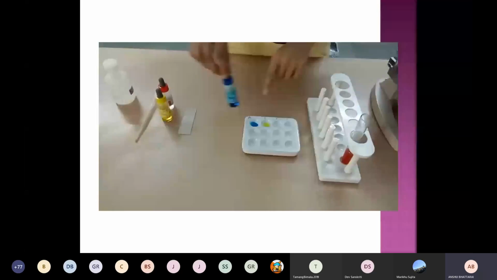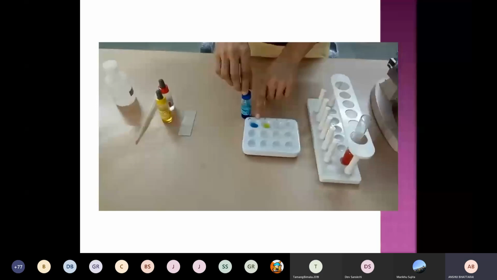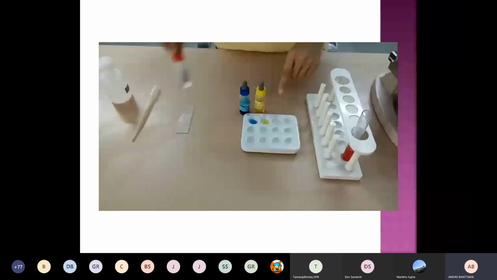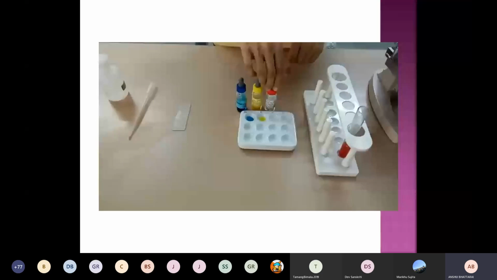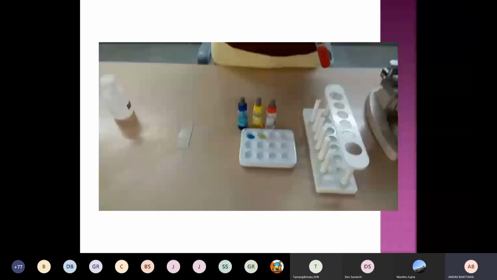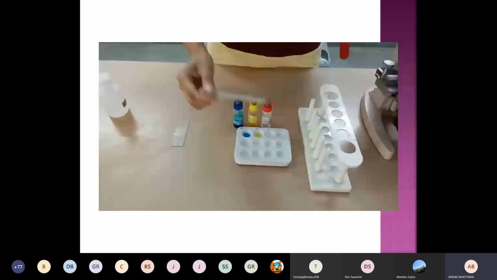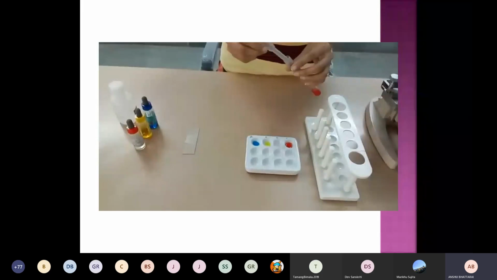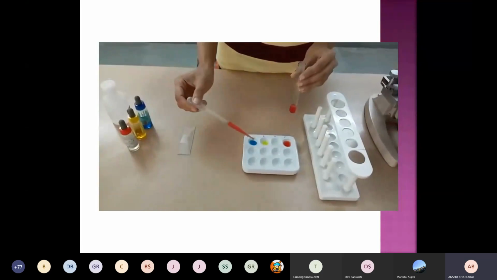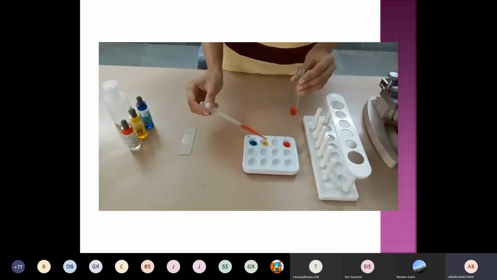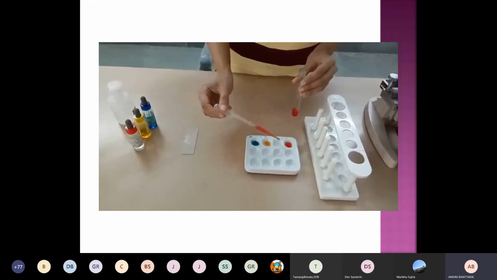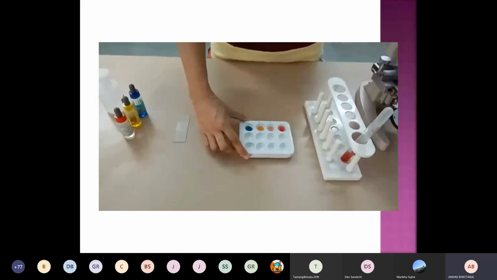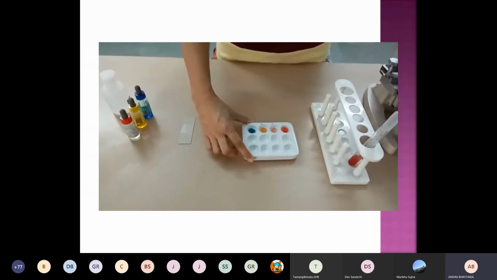Anti-A in the tile written A, anti-B in B, anti-D in D, and red cell suspension in control. Add a drop of red cell suspension in A, B, and D. Mix it by gently shaking the tile and wait for 5 to 10 minutes.